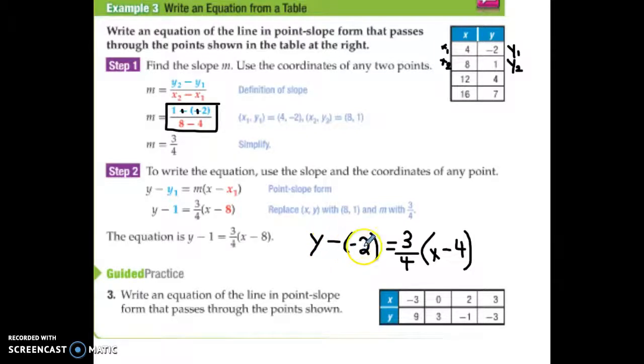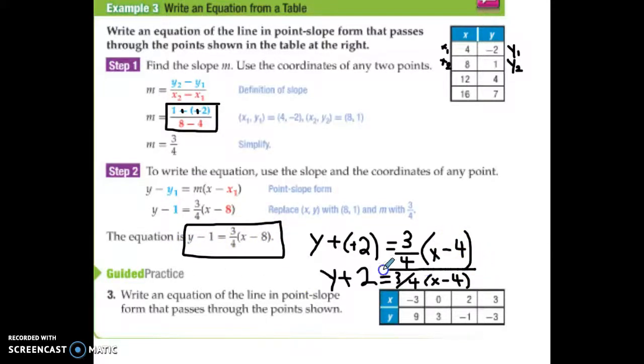When you subtract a negative, that's the same as adding a positive. So I'm going to do my final answer here. We've got y plus 2 equals 3/4, parentheses x minus 4. Now, if I want to put these in slope-intercept form and get y by itself for both of them, they're going to be the same equation. They look different now.